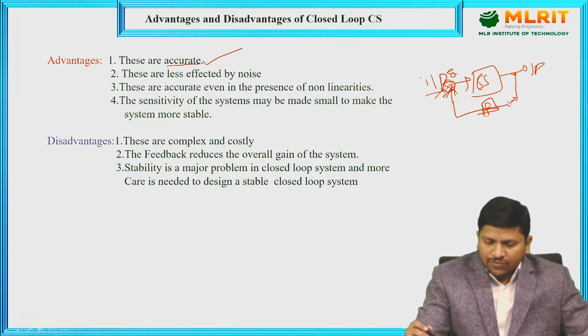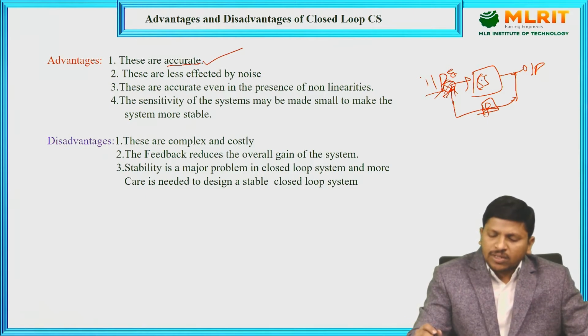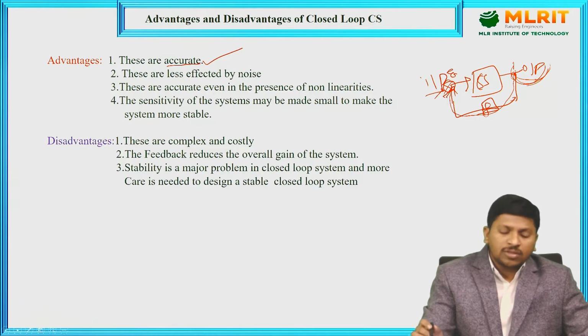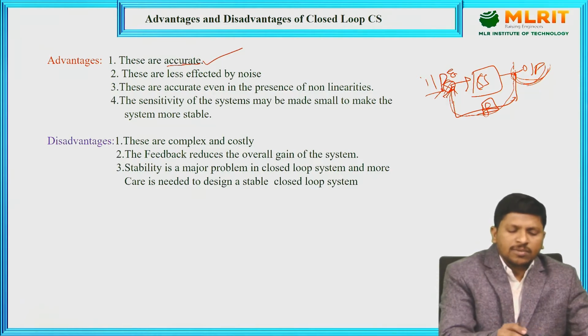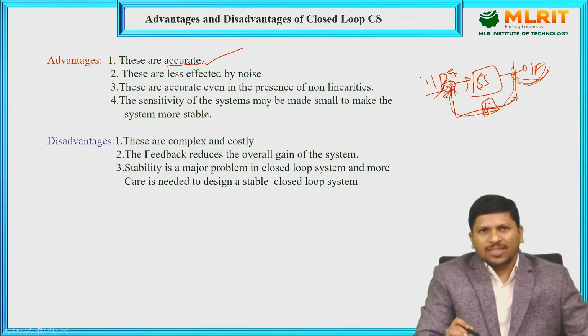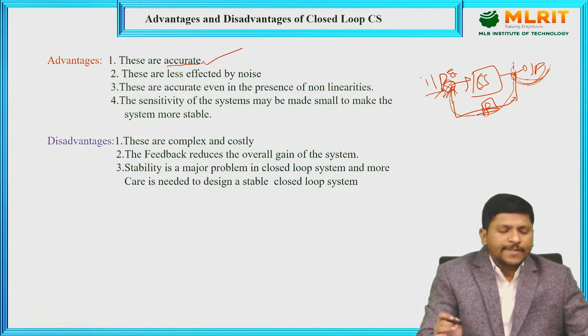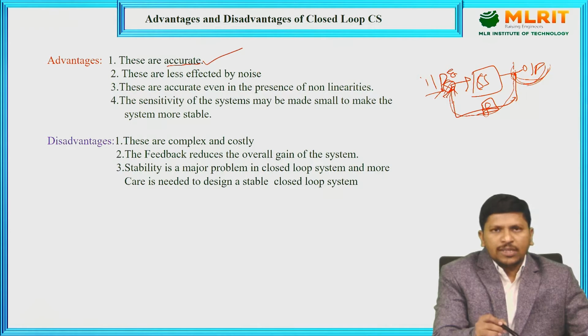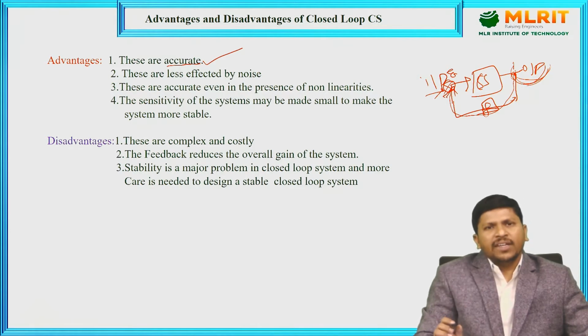This way the input is given to the control system, but any errors in the output, or external errors, are fed back to the input as the controller's input, and finally we get the accurate output. So closed loop control systems produce accurate outputs. Next, coming to the second one, closed loop control systems are less affected by noise.